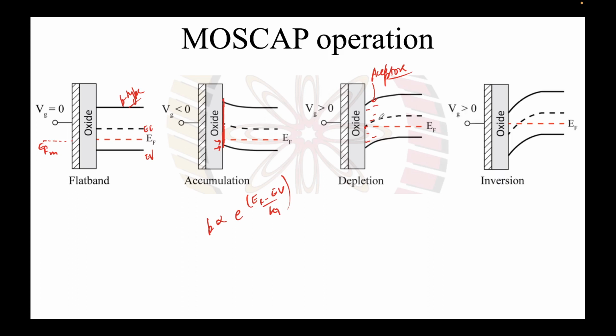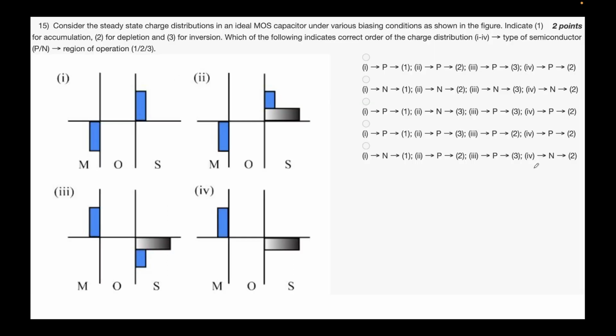What happens if you apply an even larger positive bias? You can see EF has now risen above EI. So in the bulk it's p-type. However, at the interface, just look at this region, it's n-type. The nature of the semiconductor has changed just by application of one bias. This is what we call inversion. Okay, now we'll get into the problems.